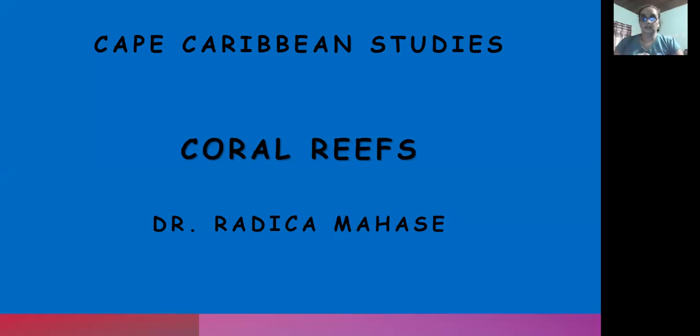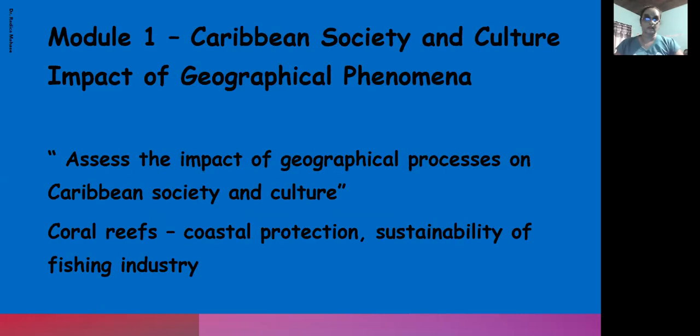Today we are starting off with information on coral reefs. Now, coral reefs fall under Module 1, Caribbean Society and Culture, under the topic Impact of Geographical Phenomena. When you look at the syllabus, you will see where in the objectives, they expect you to assess the impact of geographical processes on Caribbean society and culture.